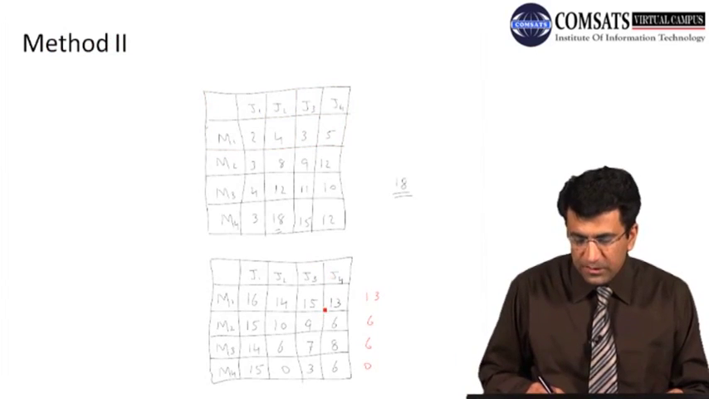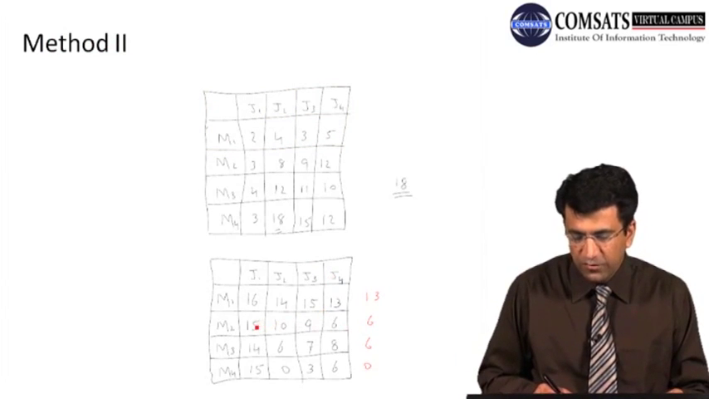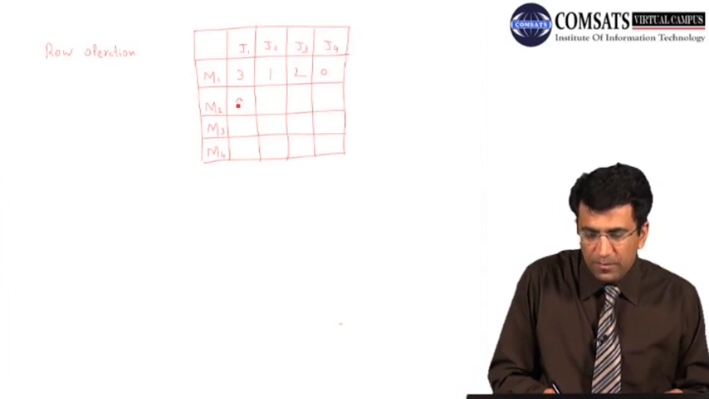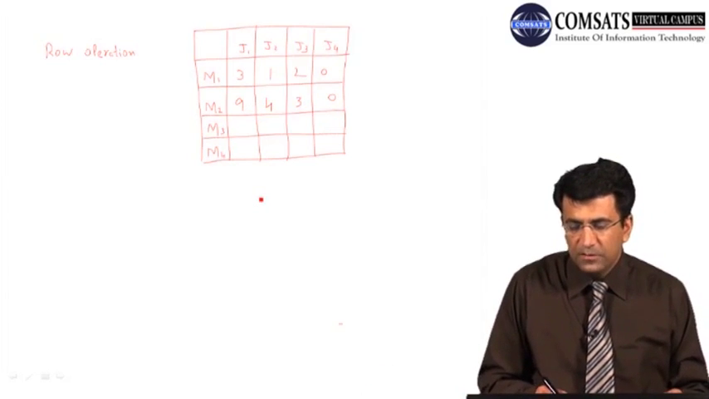Similarly the minimum number in the second row is 6. So if we subtract this 6 from each number of this row, this will become 15 minus 6, that is 9, 4, 3 and 0. So this row will become 9, 4, 3 and 0.